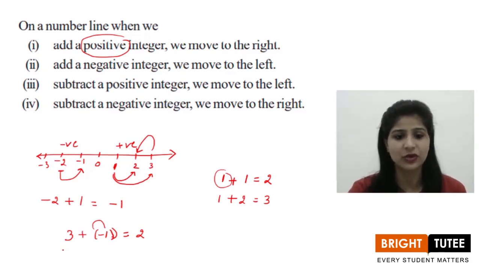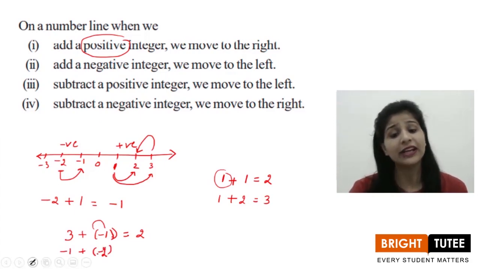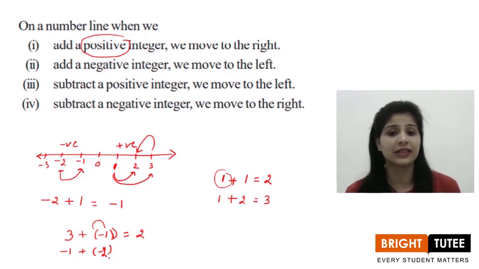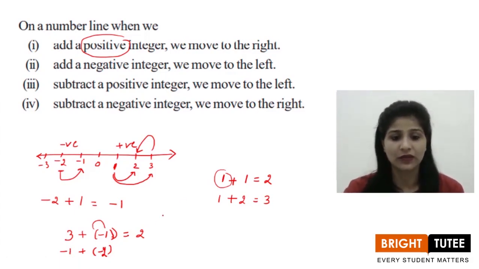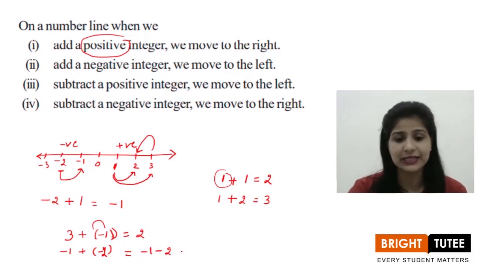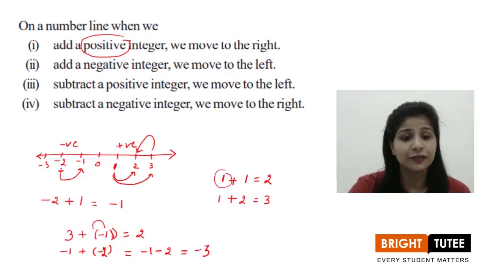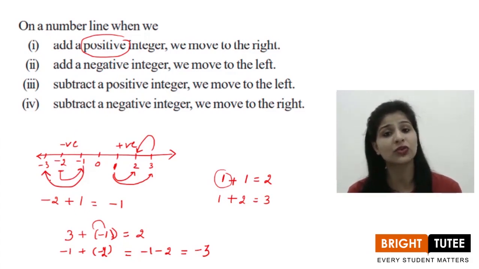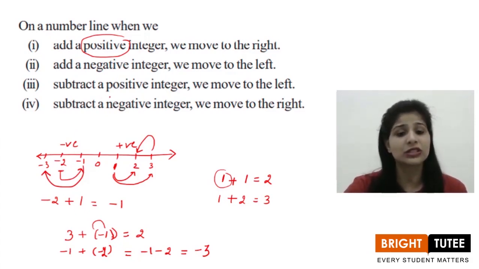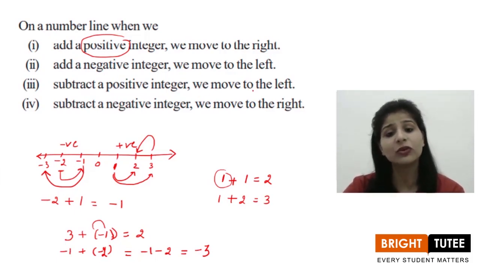Let's try for the negative. Suppose in minus 1, I am adding minus 1. Okay. And let's take minus 2 to make a difference. If I add minus 2, that means in the integer, I am adding a negative integer. So what will I get? Minus 1, minus 2, because plus minus is minus. So minus 1 and minus 2 is minus 3. So see, from minus 1, we have reached minus 3. So what is happening actually? We are moving towards the left. Right? The third point says subtract the positive integer, we move to the left.